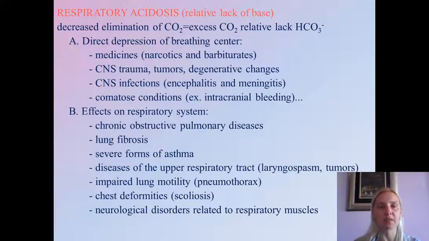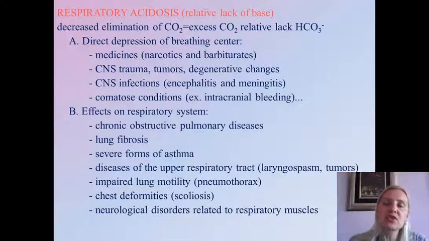pathophysiology course. Speaking of respiratory acidosis, it's the relative lack of base. So the elimination of carbon dioxide is decreased, causing an excess of carbon dioxide in the body and a relative lack of bicarbonate ion. So what do we have here?